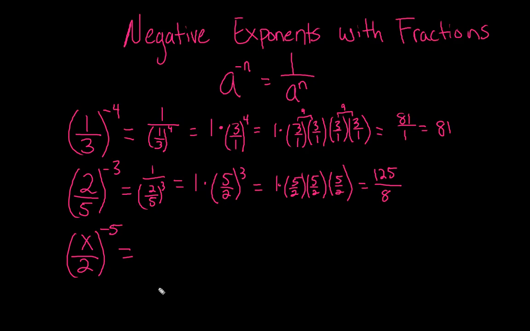So without doing all the extra work, we can simply do that right away from here. So here we have x over 2 to the negative 5. So what we'll do is flip our fraction. So we have 2 over x, and now it's to a positive 5. We can raise each the numerator and the denominator to the exponent. So 2 to the power of 5 is 2 times 2 is 4, times 2 is 8, times 2 is 16, times 2 is 32. So 2 to the power of 5 is 32. And then x to the power of 5 is just x to the 5th. So that is your simplified or your evaluated fraction to a negative exponent.